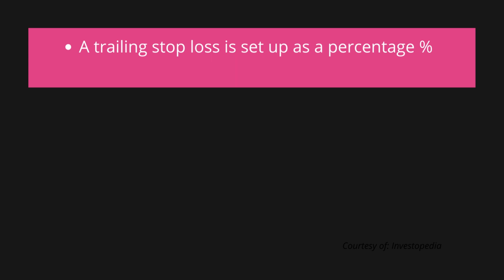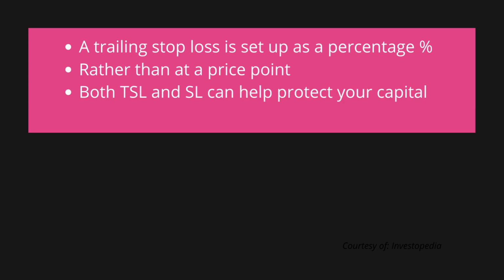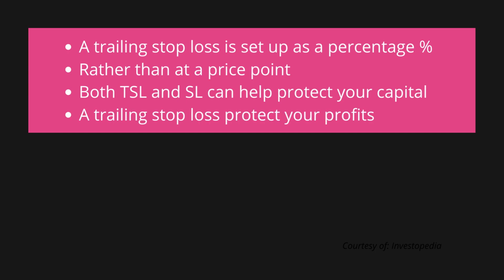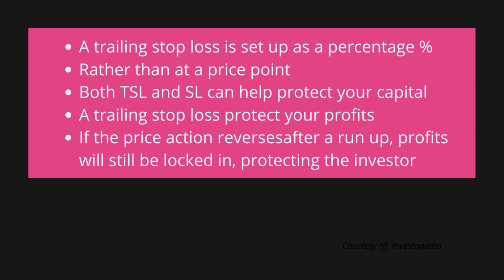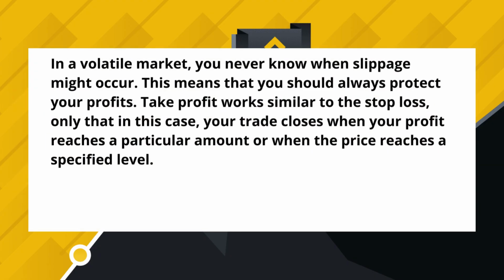A trailing stop loss is set up as a percentage of the original sale price rather than at a price point. So both a trailing stop loss and traditional stop loss can help protect your capital, but a trailing stop loss will protect your profits. If the price action reverses after a run up, profits will still be locked in, protecting the investor. Or if the price reverses soon after purchase, the majority of the capital investment is also protected. In a volatile market, you just never know when slippage might occur. This means that you should always protect your profits.